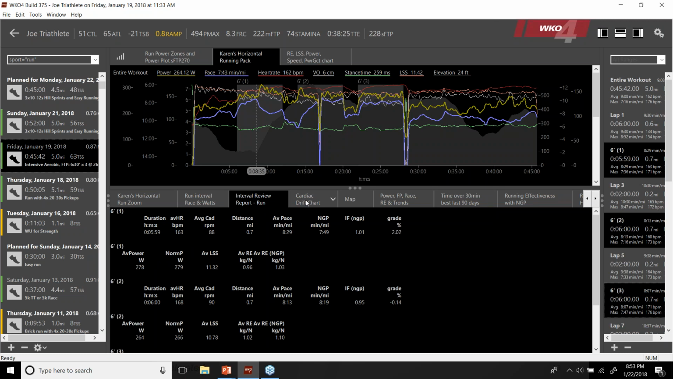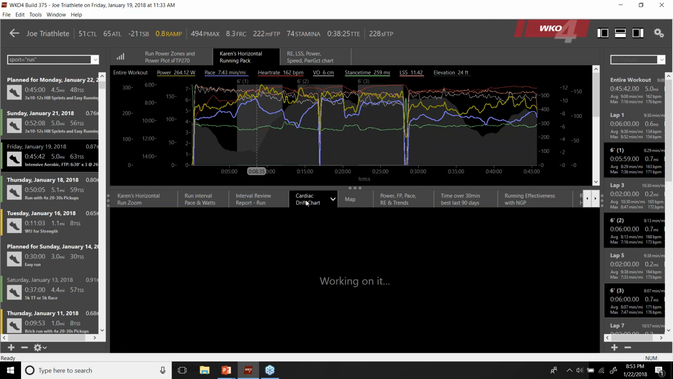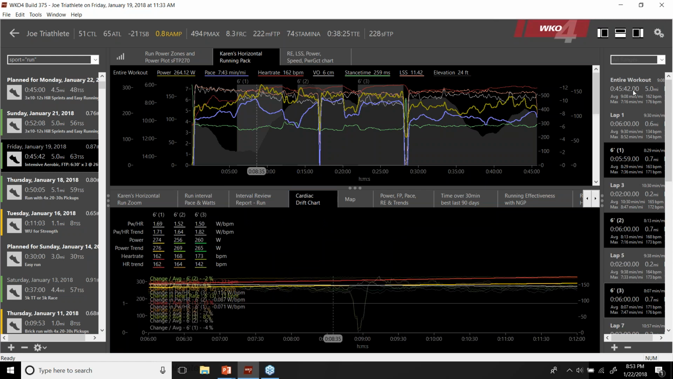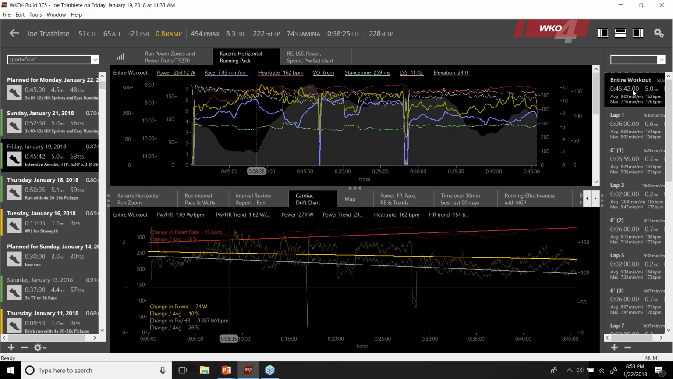This is the chart that I think, well, I got to go back to the entire workout. This is one of my favorite charts. And again, this is especially useful when you're looking at really long workouts. A lot of you might know about pace over heart rate, where the first half of your workout is compared to the second half, and it is a measure of cardiac drift.